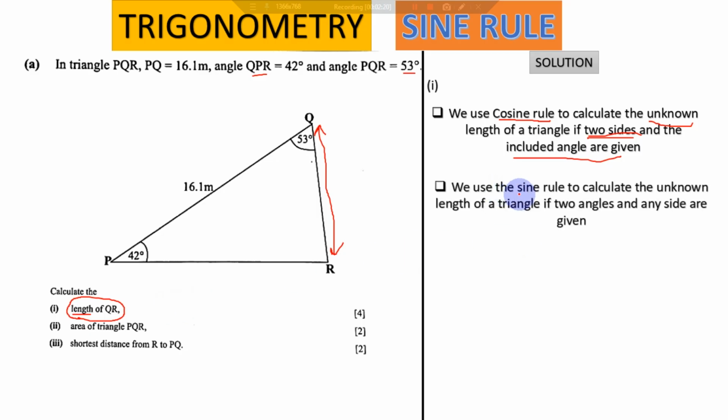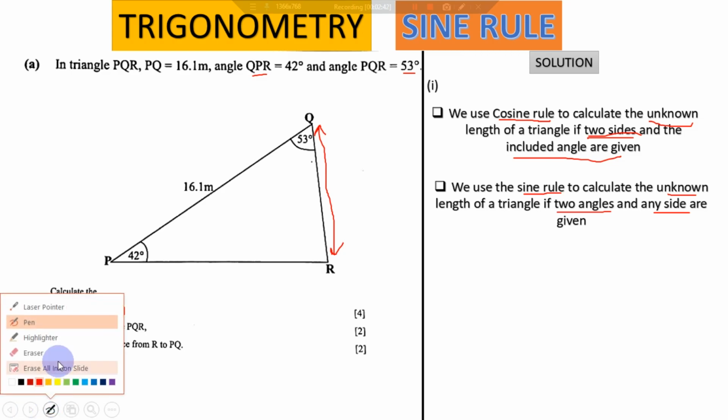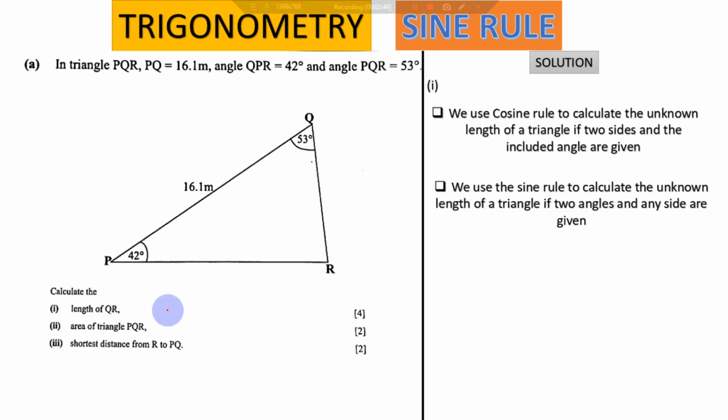If we are using sine rule and we are supposed to find the unknown length of a triangle, we're supposed to be given two angles and any given side. So when you look at this setup, we have two angles and a side, meaning sine rule is the correct rule to be used to calculate this length we are being asked.